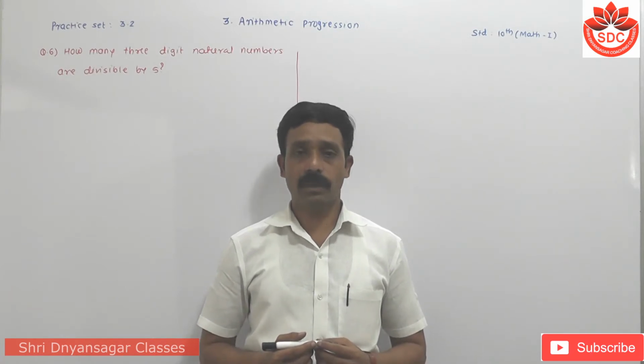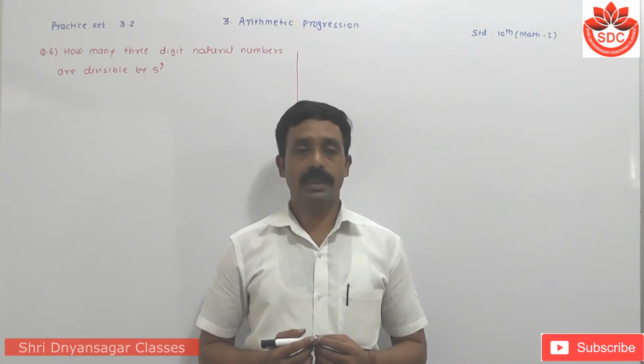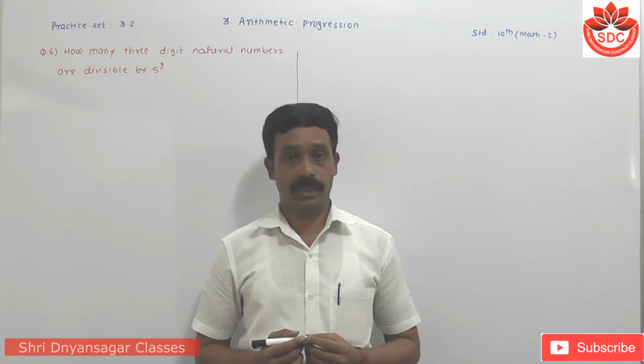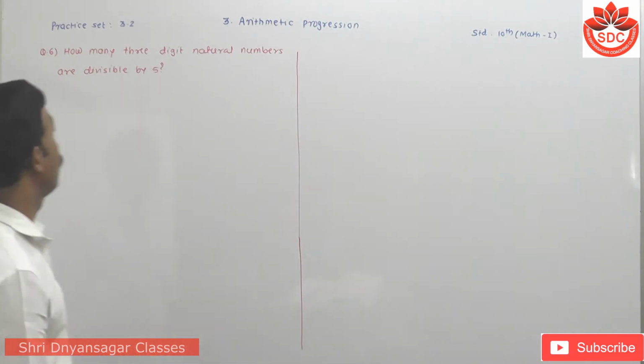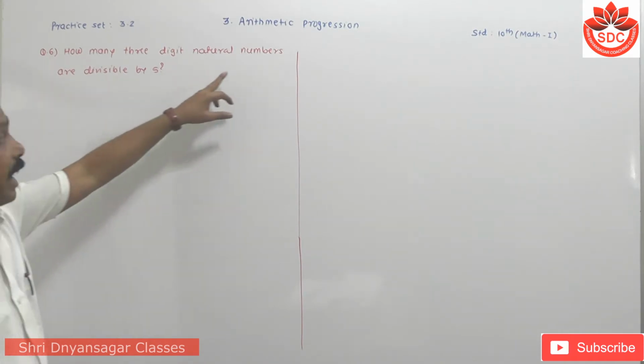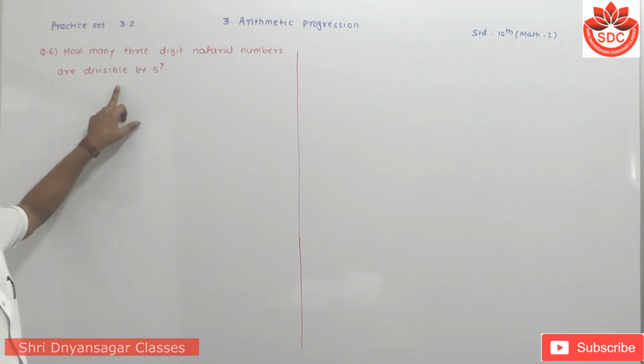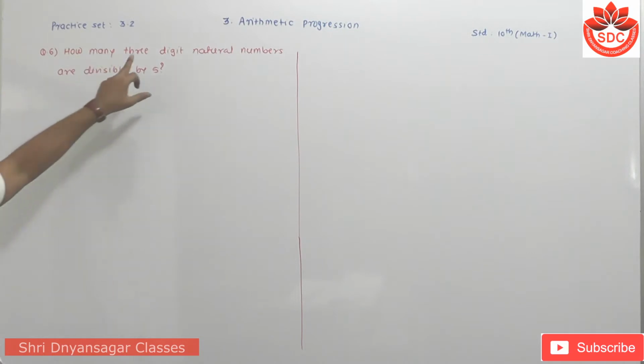Now today we have to discuss the next questions of Practice Set 3.2 of the chapter Arithmetic Progression. Question number 6 is: how many 3-digit natural numbers are divisible by 5? Very important question. How many 3-digit numbers?